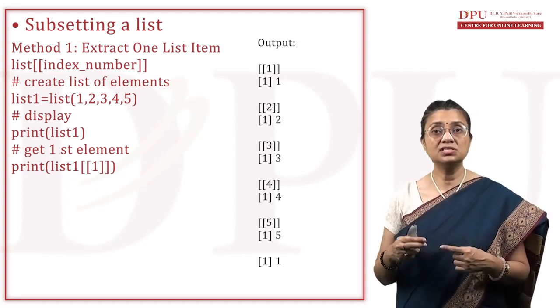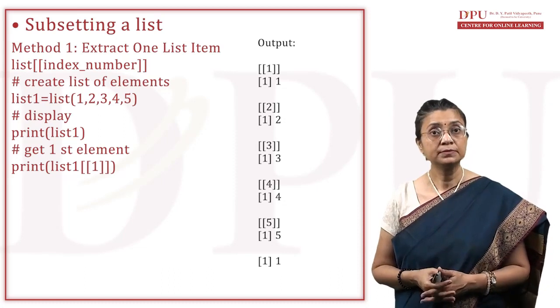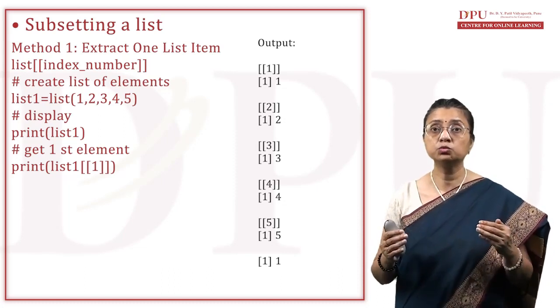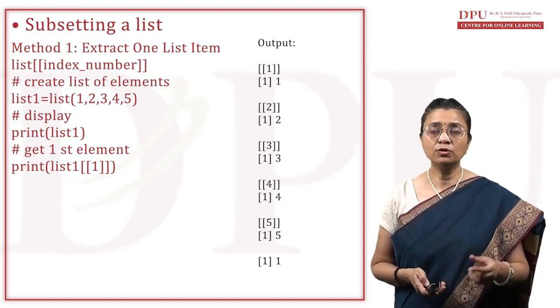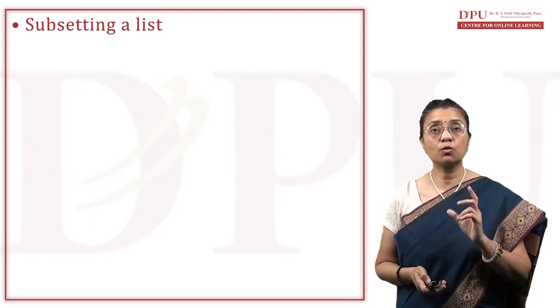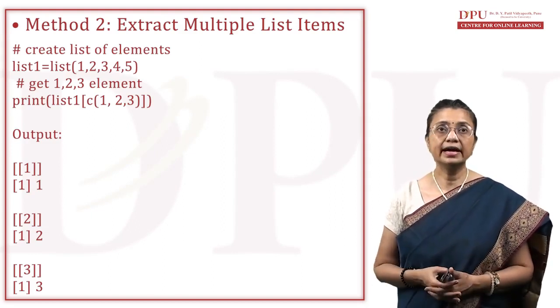And in the end, you can see only one, which means I'm printing only the first element of the complete list and ignoring 2, 3, 4, 5. So in the second print command, I'm only printing the value which is at the first index location. Now, how can I extract multiple list items? Definitely, I can do that.